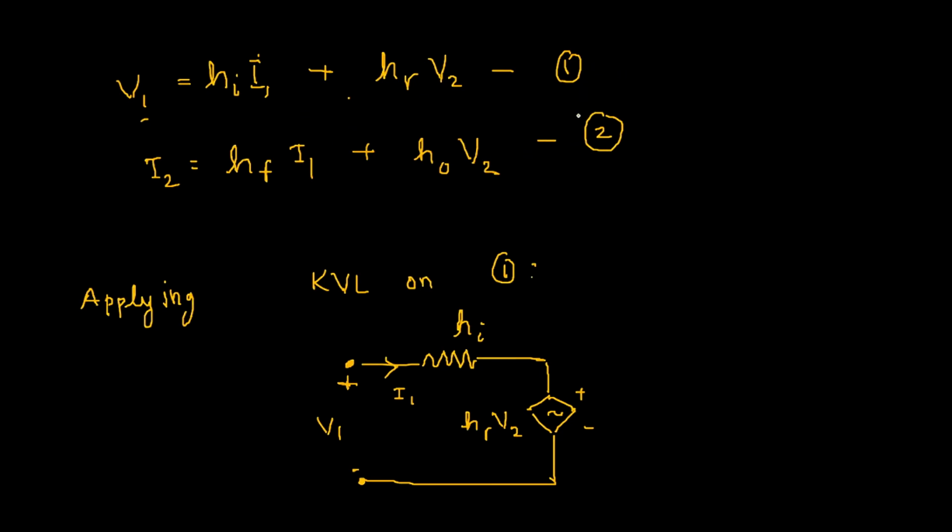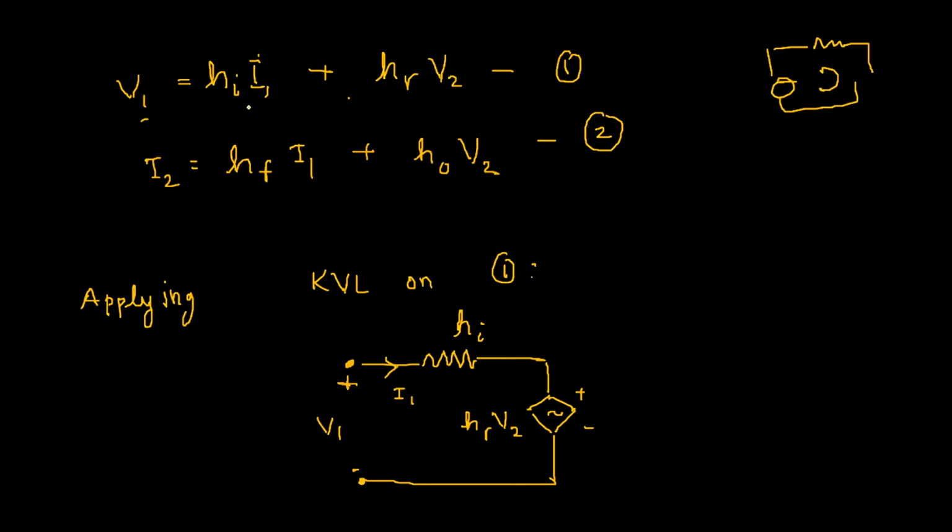Usually in circuits, we are given a circuit, we apply KVL on that, and we get this equation, right? Now we'll basically be reverse engineering the process. We are given an equation and we are going to try and draw the circuit for it. On the first equation we apply Kirchhoff's voltage law. First, there is a potential difference V1, and then we have a potential drop of hi into I1.